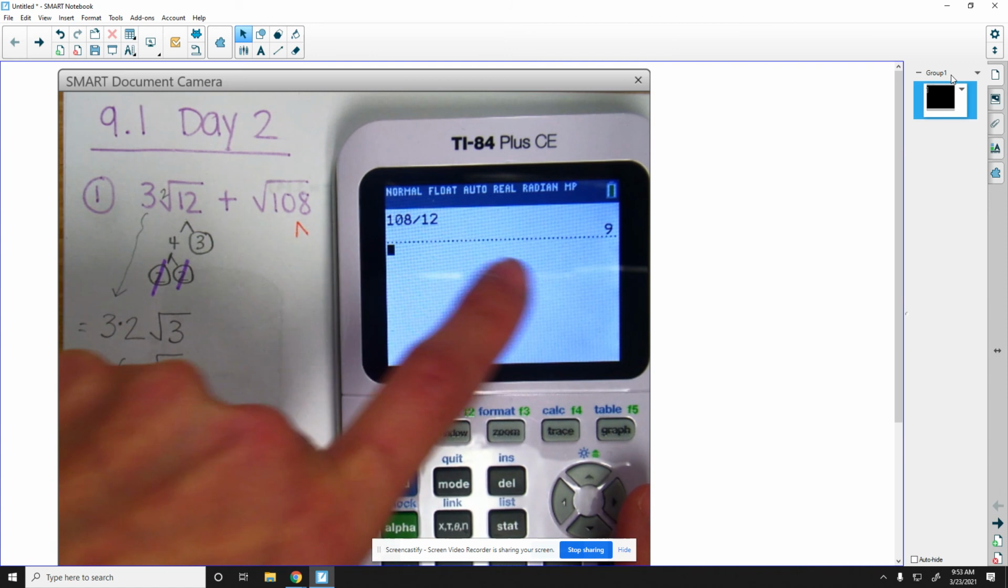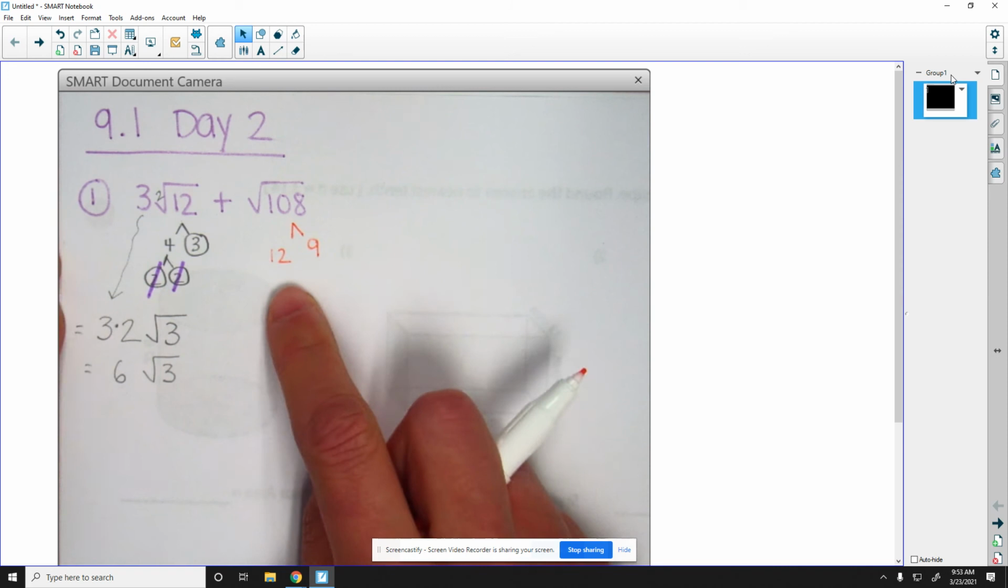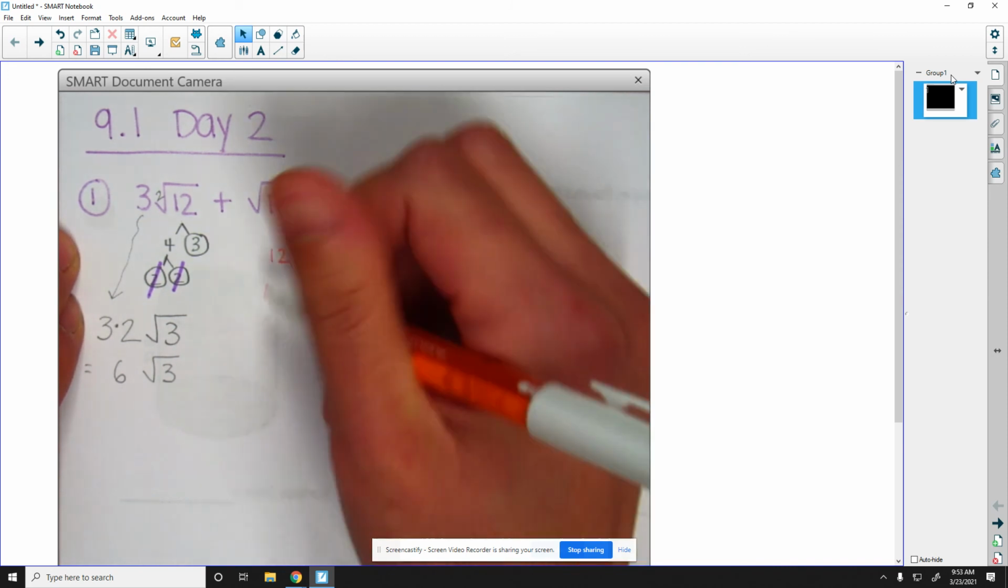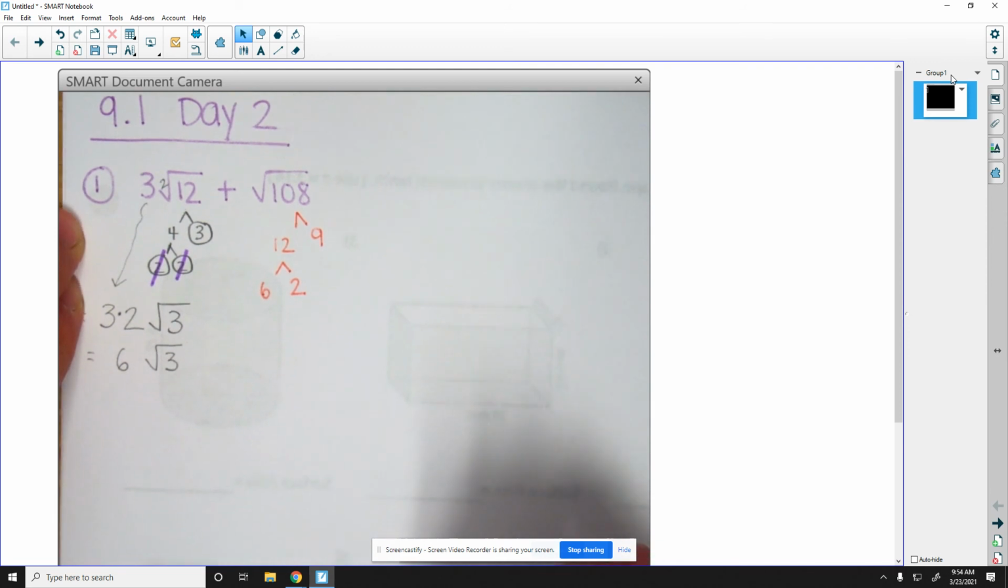So I heard someone say 12, so I'm just going to say 12 times 9. I'm not going to circle 12 and 9 because those can be broken up even more, right? So 12 is 6 times 2, 3 times 4. Yep, same thing. You're still going to get the same answers.